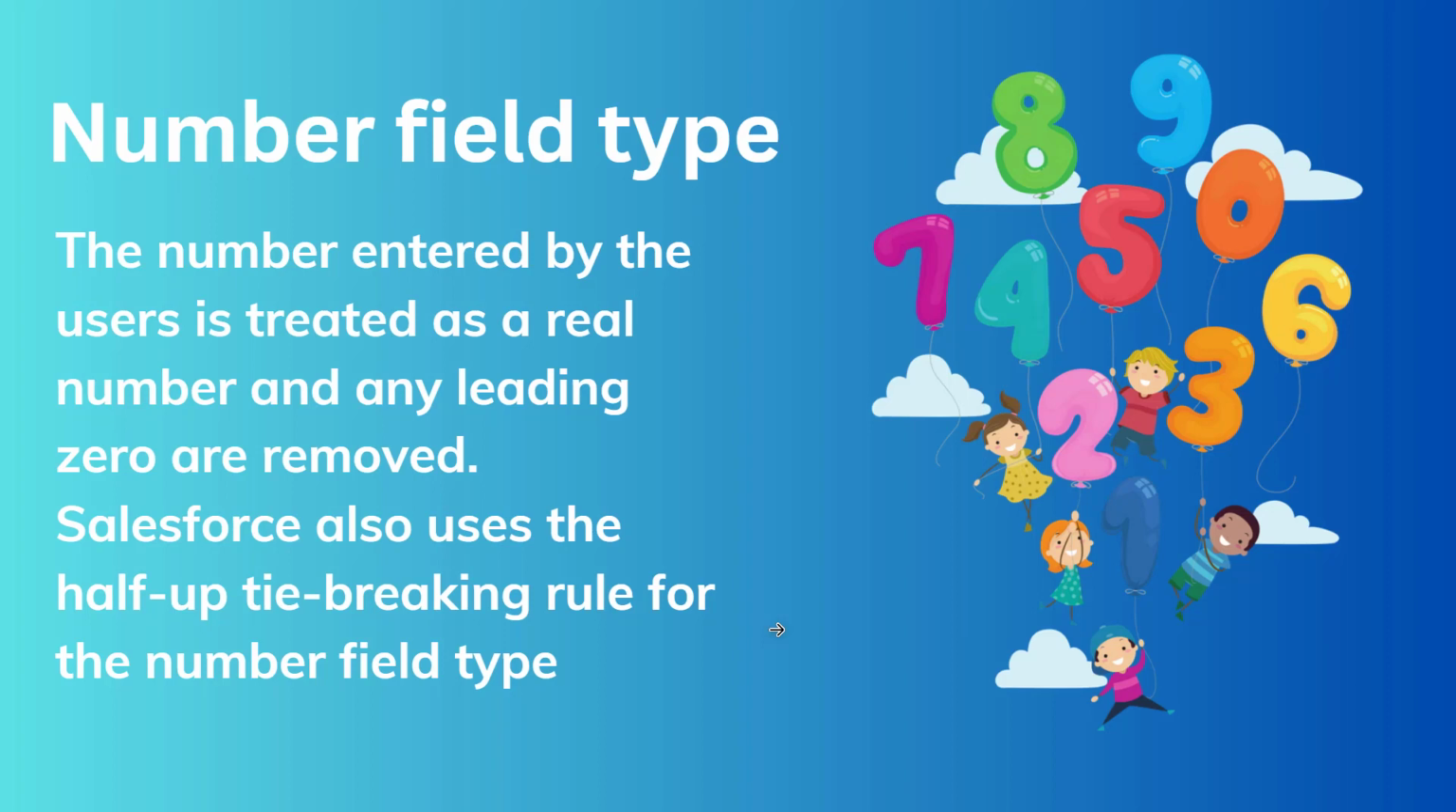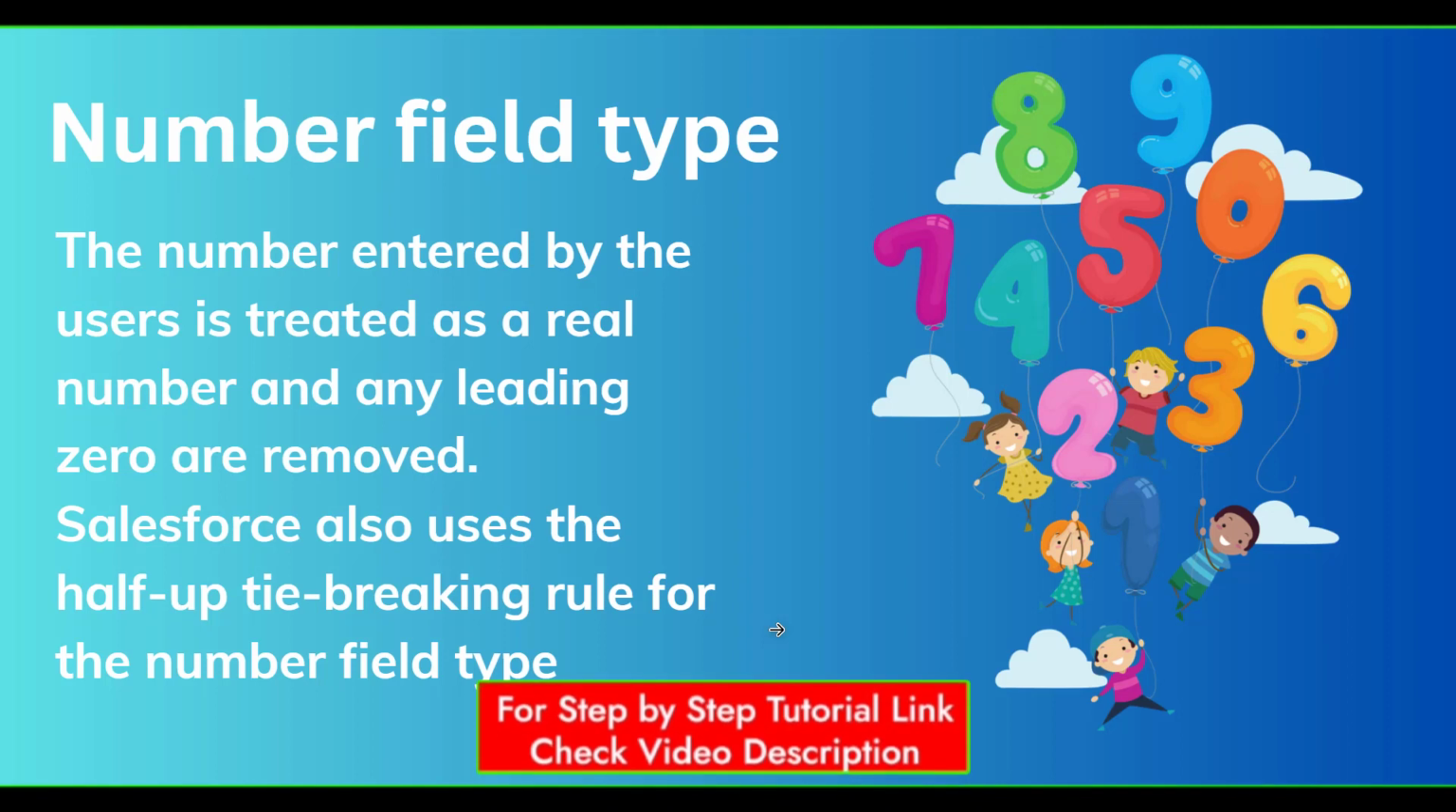The number entered by the user is treated as a real number and any leading zeros are removed. Salesforce also uses the half up tie breaking rule for the number field type. We can take an example to make this half up tie breaking rule a little clearer. 12.345 is a decimal number. The tie breaking rule is applied and it becomes 12.35, and in the negative, we take minus 23.456 and it becomes minus 23.46.